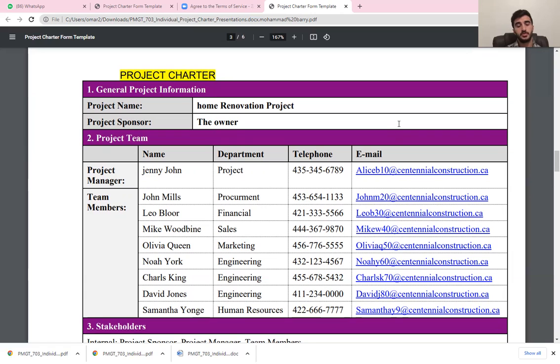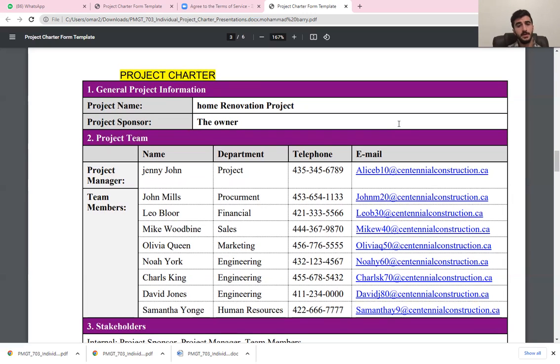Jenny John, as is supposed to be, is the person who is responsible for the communication between the team members and the owner, to transfer the ideas and the requirements of the owner to our team members, to get them implemented in reality on the house, and to get it done by the end of the project as it is supposed to be according to the requirements of the owner.